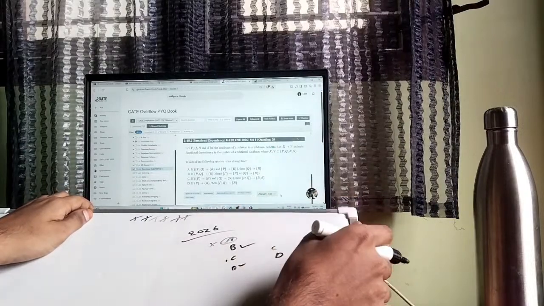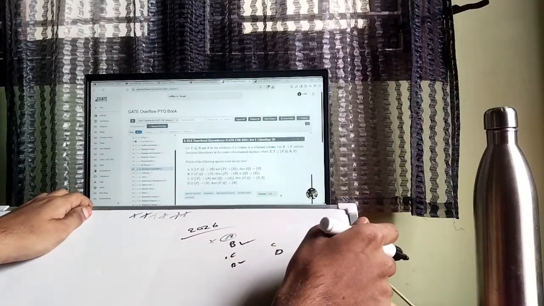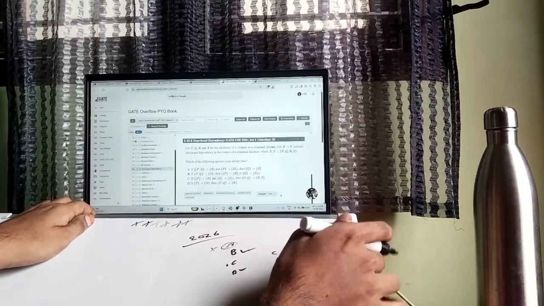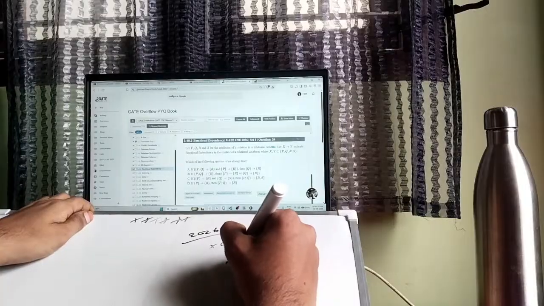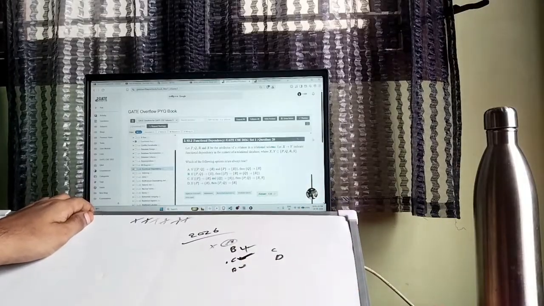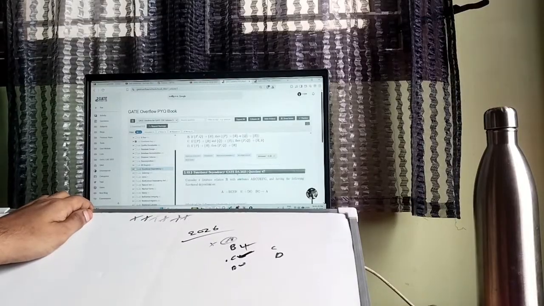So if P tends to R and Q tends to S, then PQ tends to RS. Okay, so I think we can also do it like this. So this is true. So options C and D, that's all. Okay, anyways, one question is done.